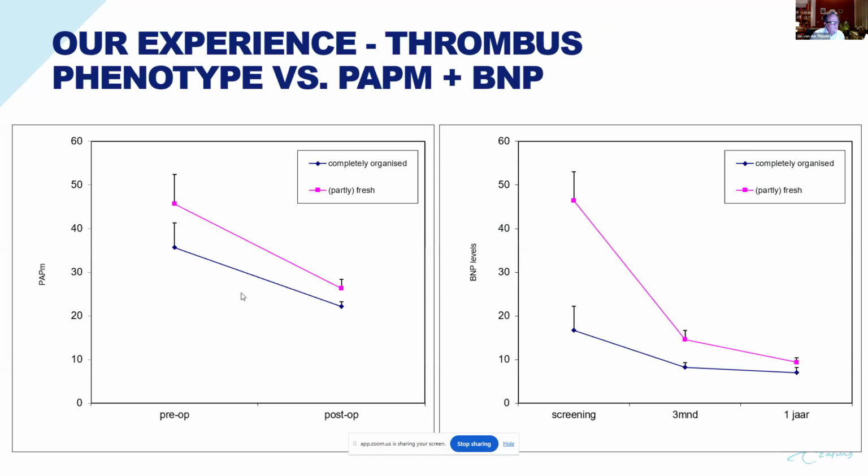And what happens if you operate on these patients with partly fresh thrombi? They have a very good response. You can see that the pulmonary arterial pressure then actually is very similar to those which have had a completely organized thrombus removed. And particularly looking at the BNP levels for heart function, you can see that the patients who've had these partly fresh thrombi really have the most benefit from these type of endarterectomies.